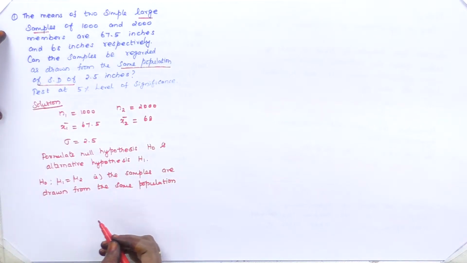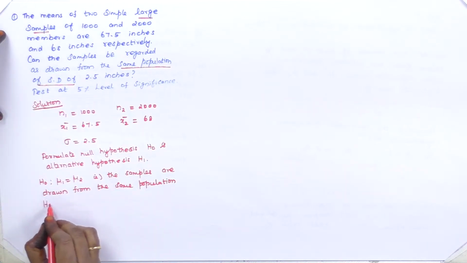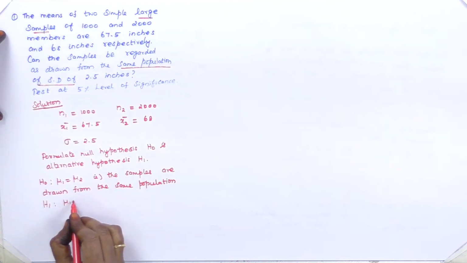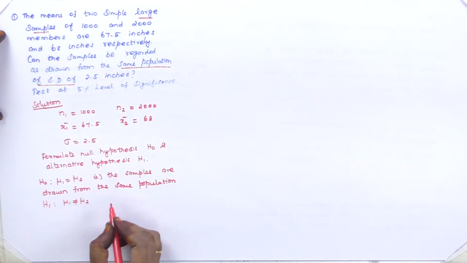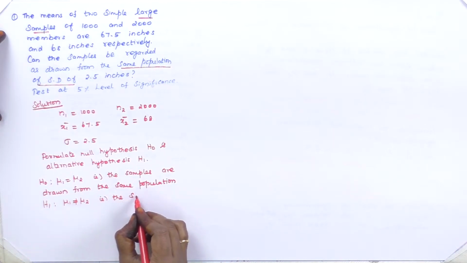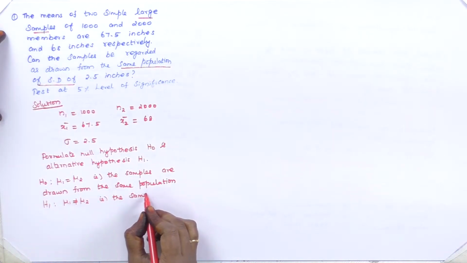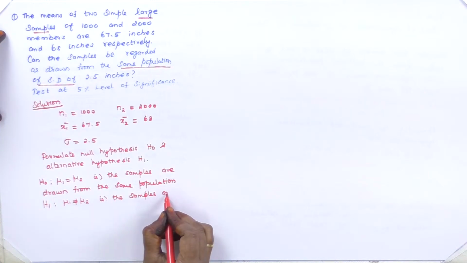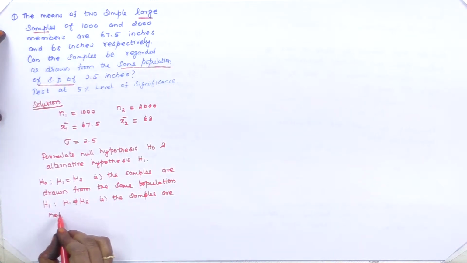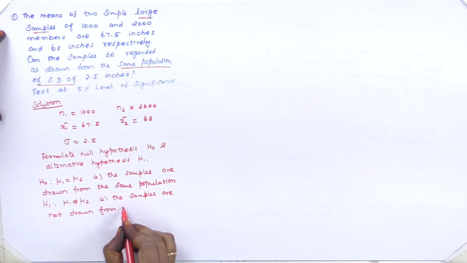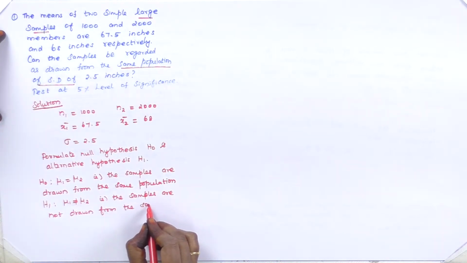Next we set up the alternative hypothesis, that is H1, which is unequal. H1, that is mu1 is not equal to mu2, that is the samples are not drawn from the same population.